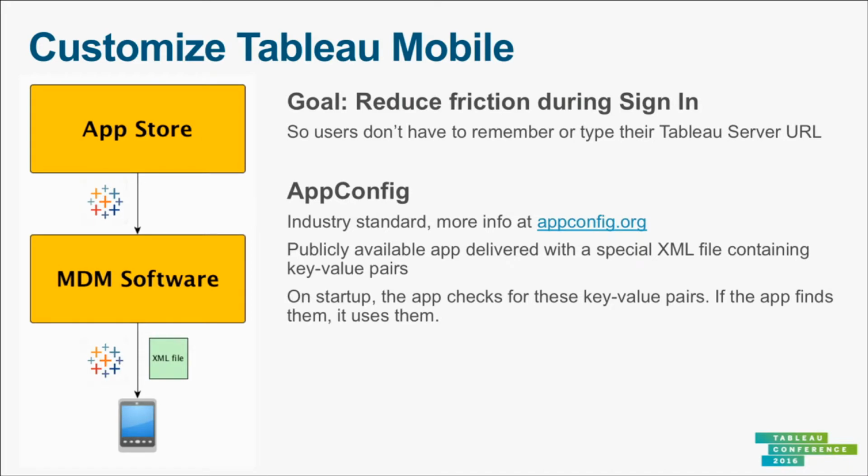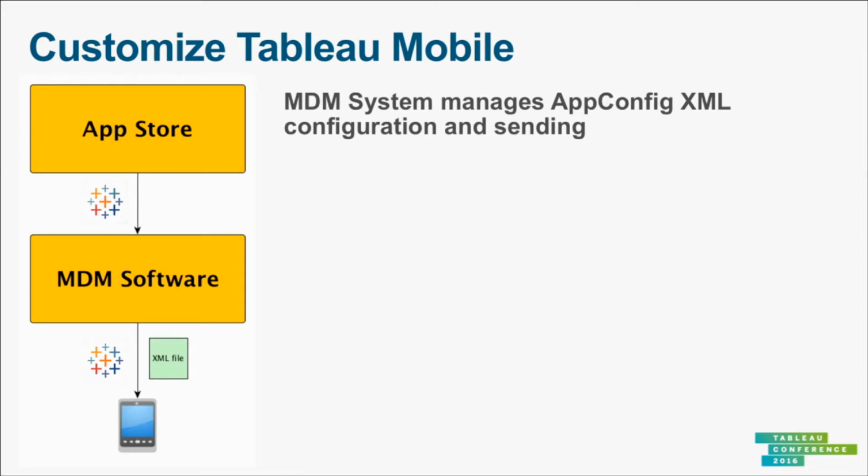But the general idea is, you can see this terrible diagram on the left. The idea is that your MDM software grabs Tableau Mobile from the App Store, and then when it delivers it to the device, it sends along a special XML file with some key value pairs. So this is key equals value in that XML file. When the app starts up, it checks for the existence of these key value pairs. If it finds them, it uses them and changes the sign-in experience. If it doesn't find them, it continues on its merry way. So you use your MDM system to manage this XML, to manage these key value pairs. And the MDM system is what sends it down to the device.